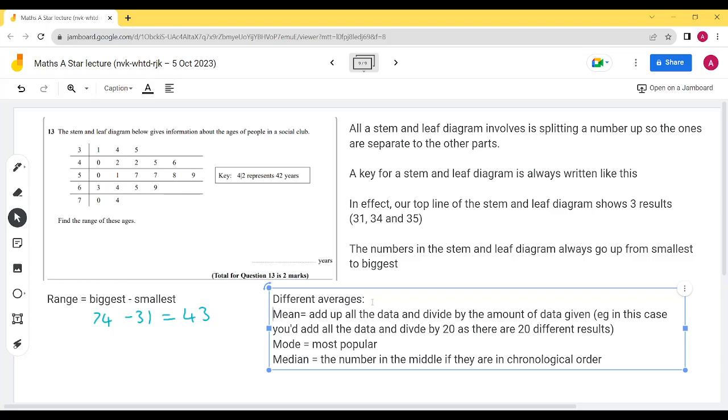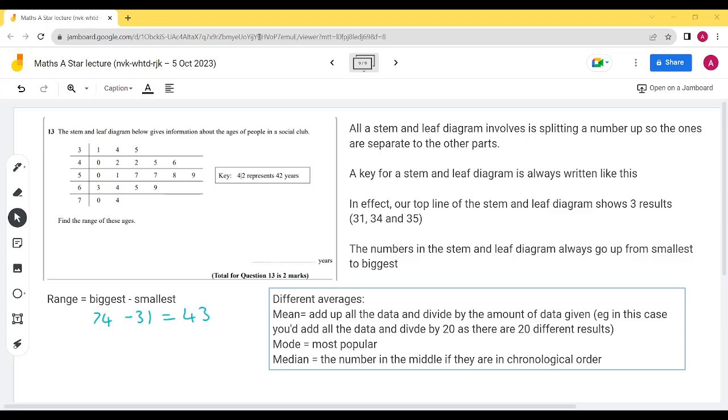Or if you have the numbers in order, if you add 1 to the total amount of data, so you do 20 add 1, and then you divide it by 2, that will show you which piece of data will be your middle number. And if your answer to that is a decimal, you'd add the 2 pieces of data either side and divide by 2. So it might be a little bit of a rushed explanation here.